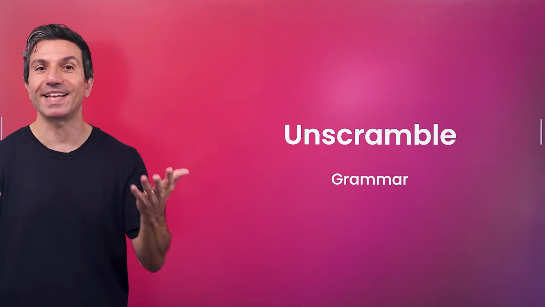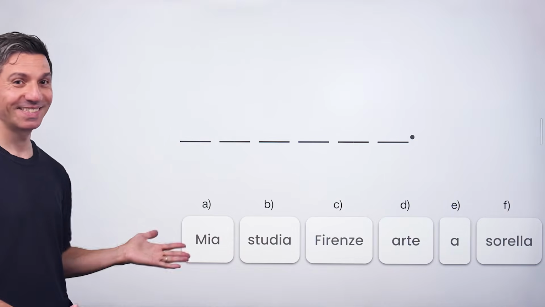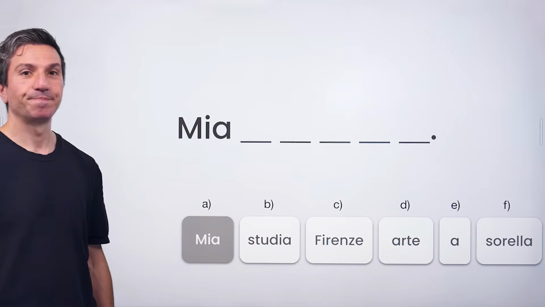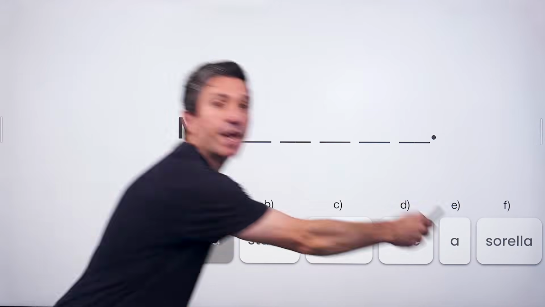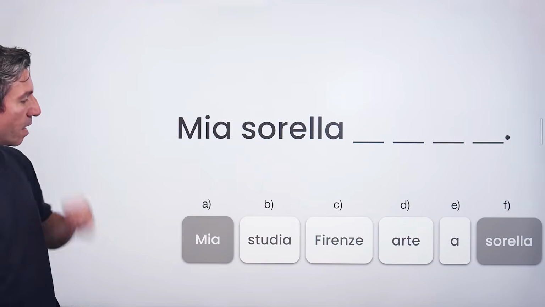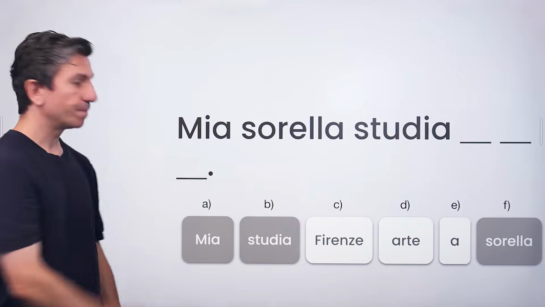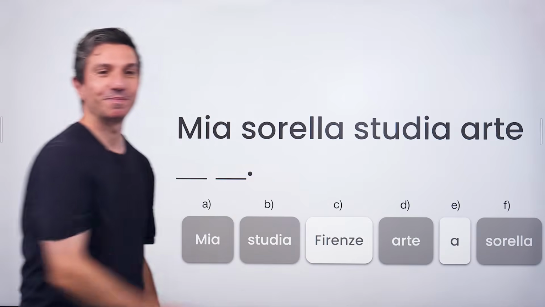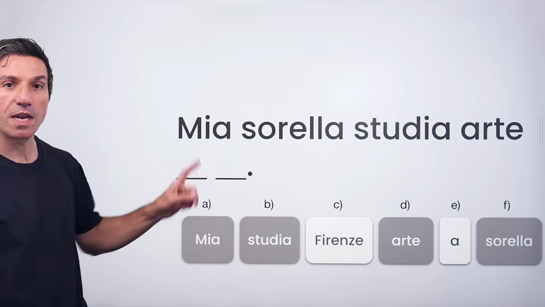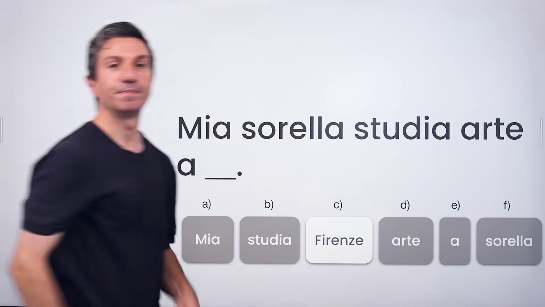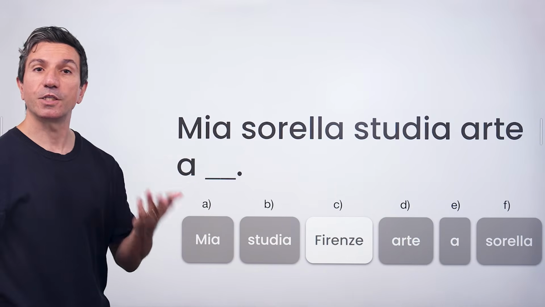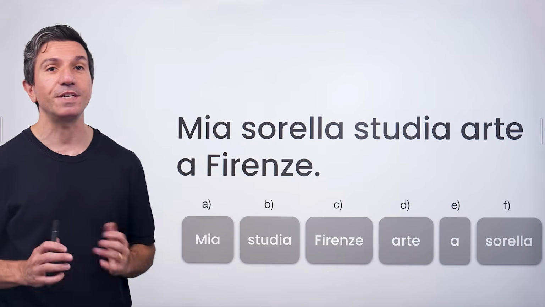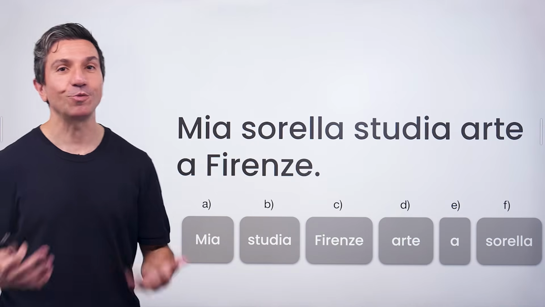Unscramble the words to make a sentence. Ready? Mia sorella studia arte a Firenze. My sister studies art in Florence. Mia sorella studia arte a Firenze.